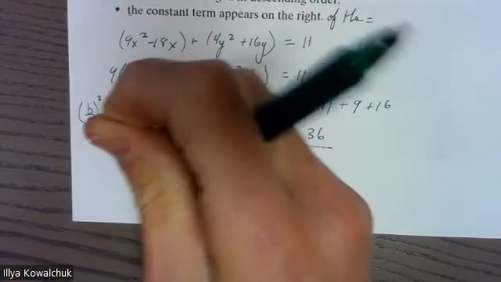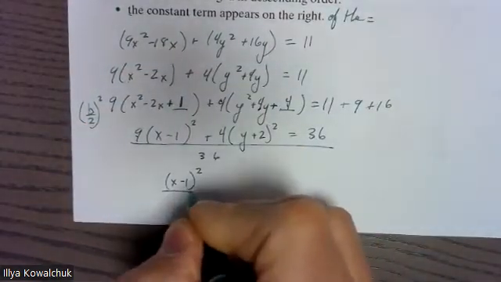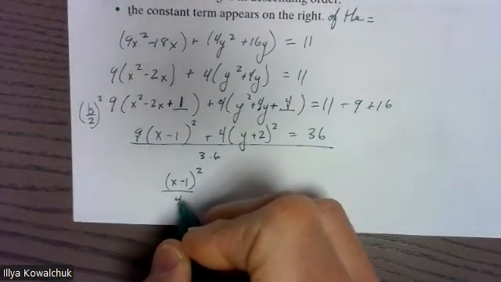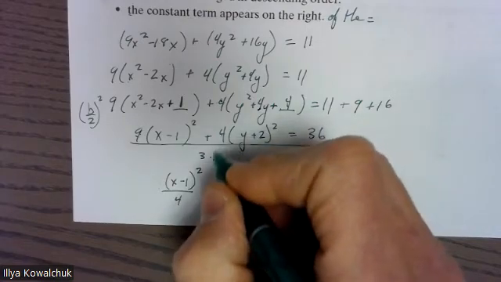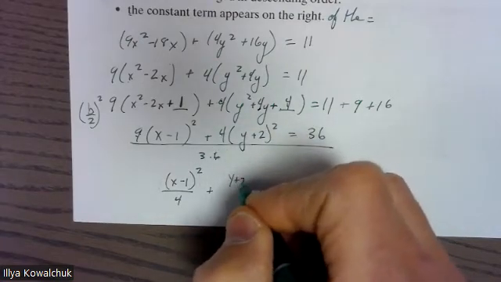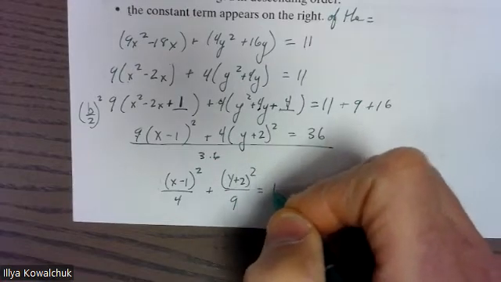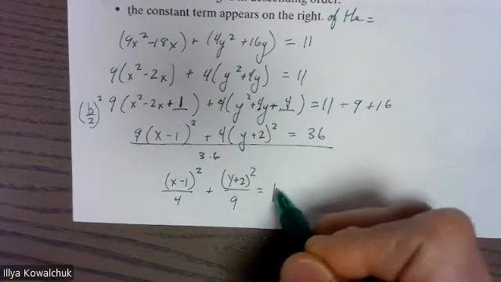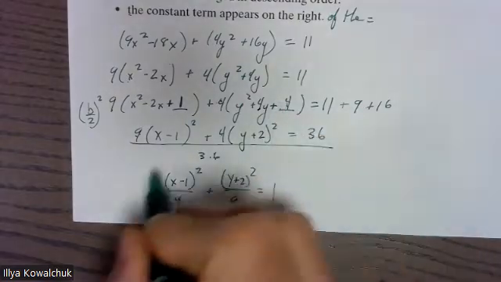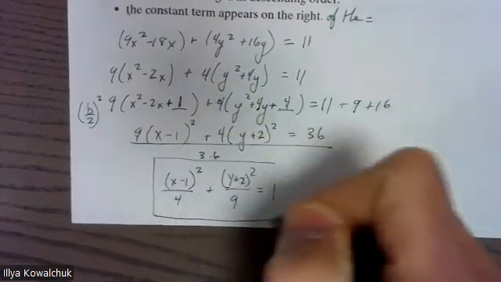No, sorry. Over 4, right? 9/36 is 1/4. Plus 4 divided by 36, which is (y plus 2) squared divided by 9 equals 1. 36 over 36 is just 1. This is our equation of the ellipse.